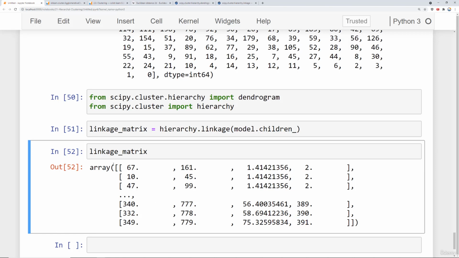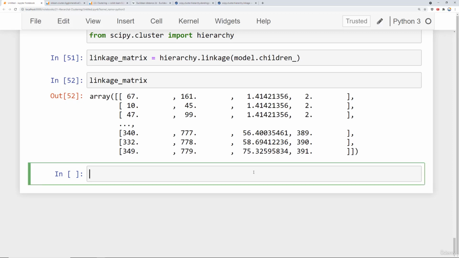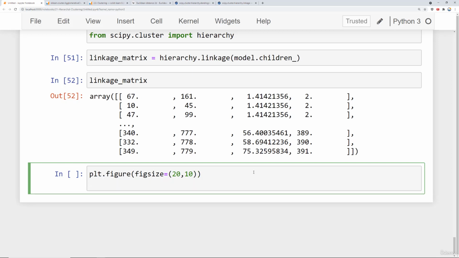Okay, so what do we actually do with this matrix? This is essentially the mathematical information that is used to actually plot out the dendrogram. So we're going to do that right now. Keep in mind, this plot can take a while to run, especially with a large data set. It may crash. So we're going to say plt.figure, say figsize is equal to, I'm just going to make this large, let's say 20 by 10. You can play around with DPI as well.